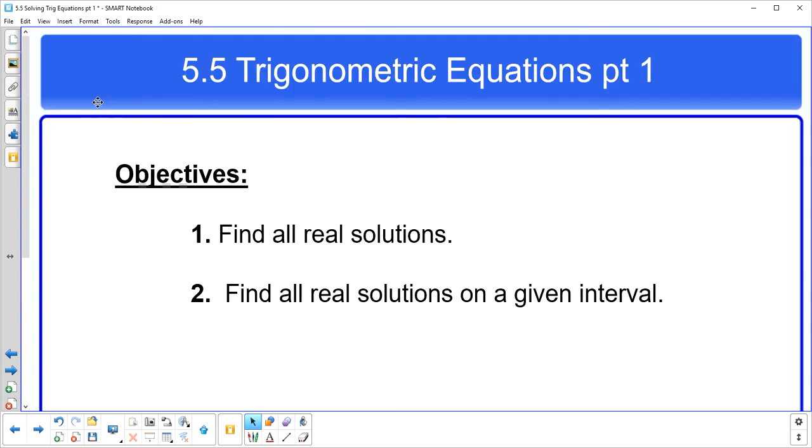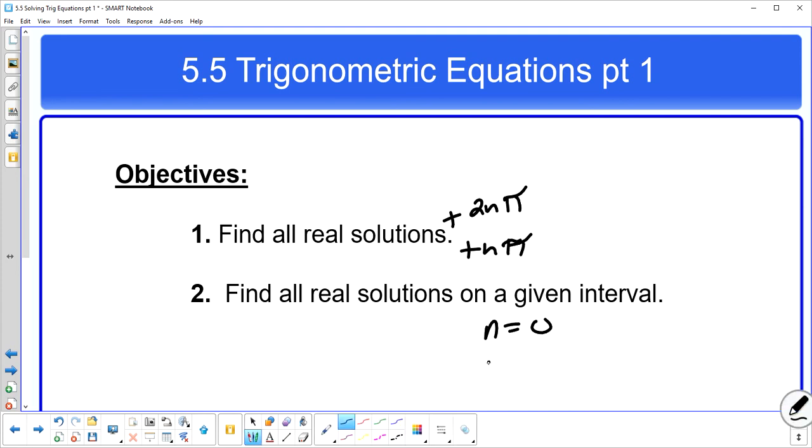Okay, so that's the big thing with this lesson. For all real solutions, you're going to have to add 2n pi if it's cosine or sine. You're going to add n pi if it's tangent, or, well, tangent is all we're going to worry about. And then for a given interval is when we need to plug in n equals 0, n equals 1, and on down the line until we have found them all inside that interval, which is usually going to be 0 to 2 pi.